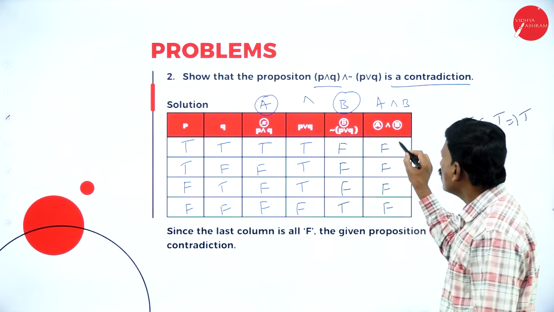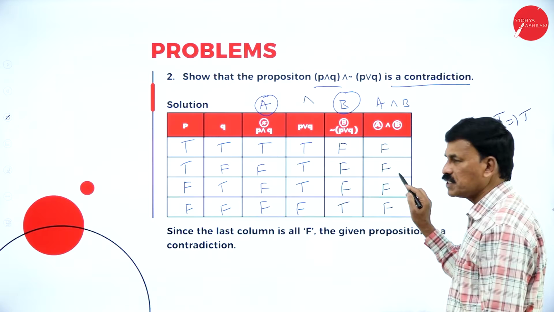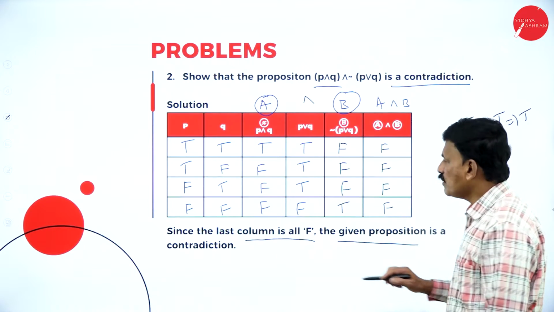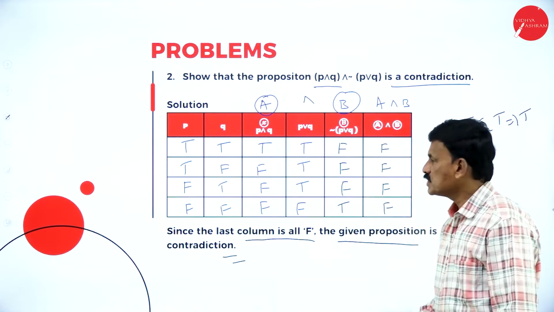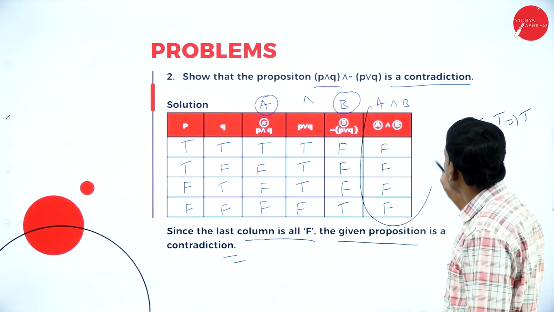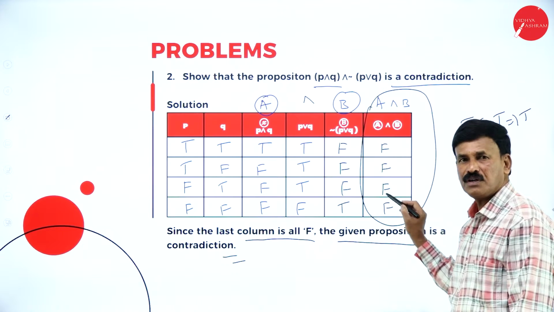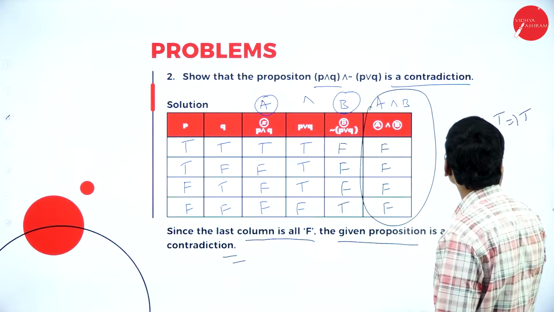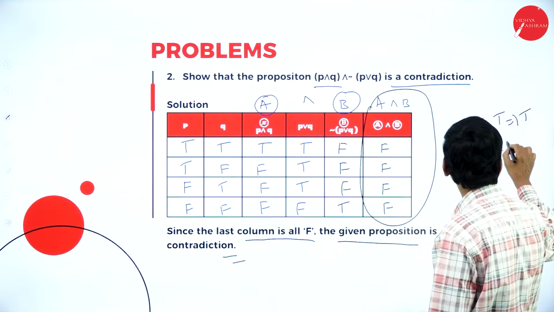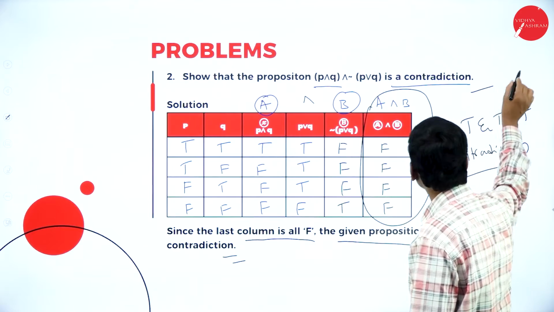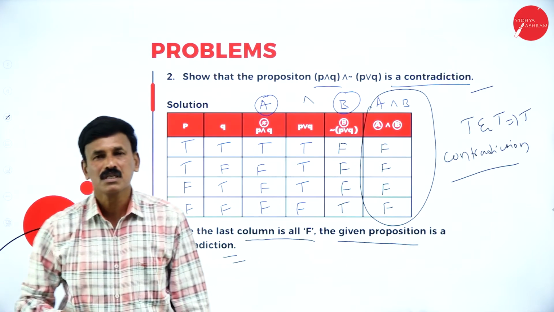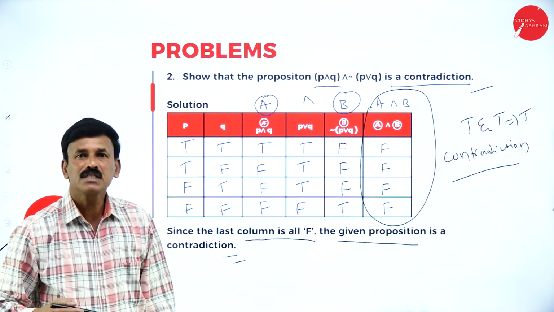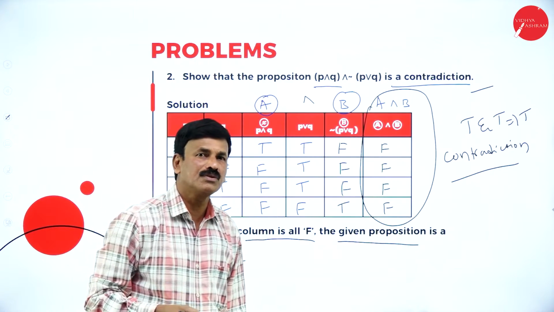See, what do you say from this? All the entries in the last column are F, F, F, F. So, since the last column is all F, therefore, the given proposition is a contradiction. That's it. So, if we get T, then it is a tautology. If we get F, then it is called a contradiction. Hope you followed. That's it.